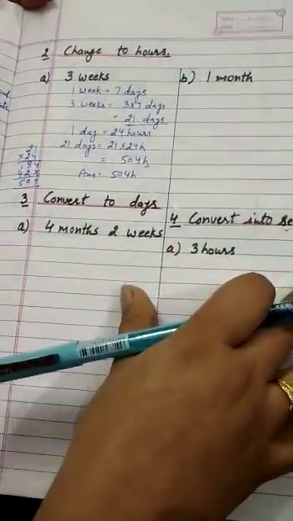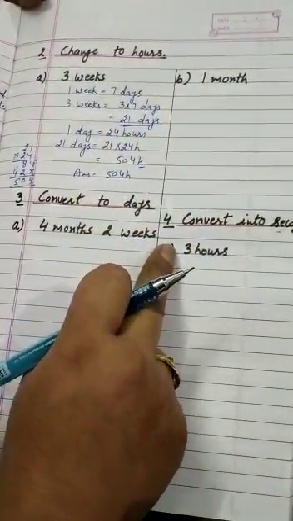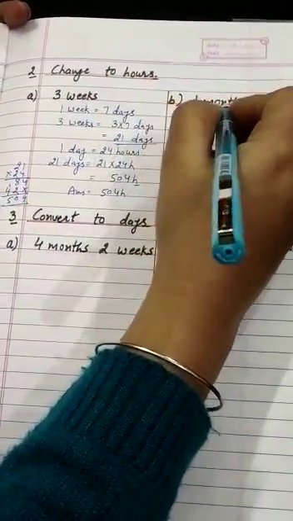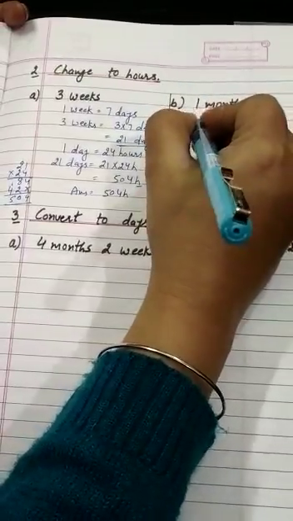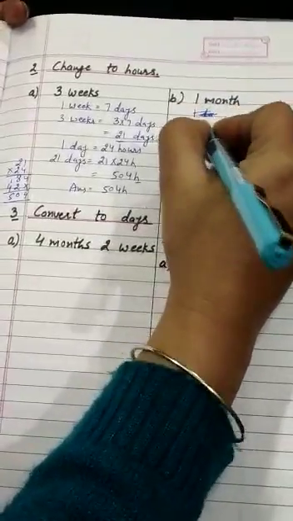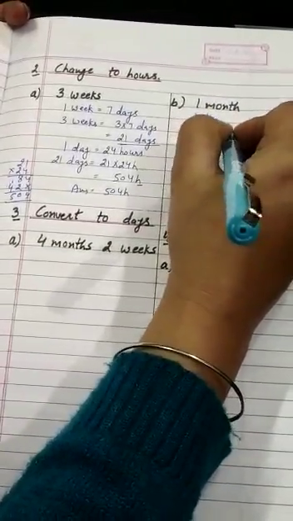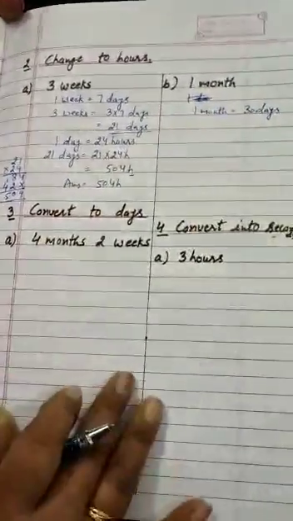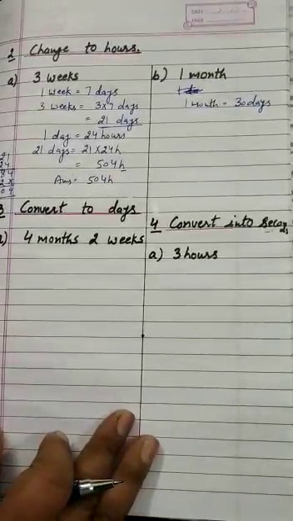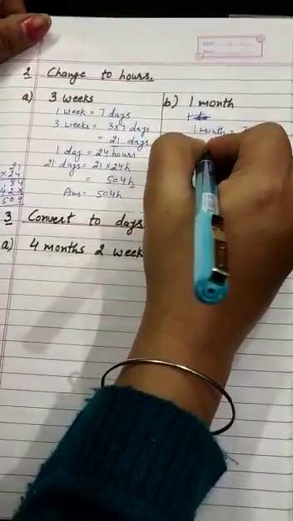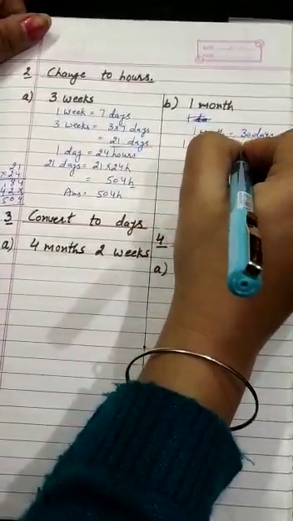Now see, next question. Here you have given 1 month and you have to convert 1 month into hours. Now see, how many days are there in 1 month? That is 30 days. 1 month is equal to 30 days. Normally we use 30 days. Also, 1 day is equal to how many hours? That is 24 hours.